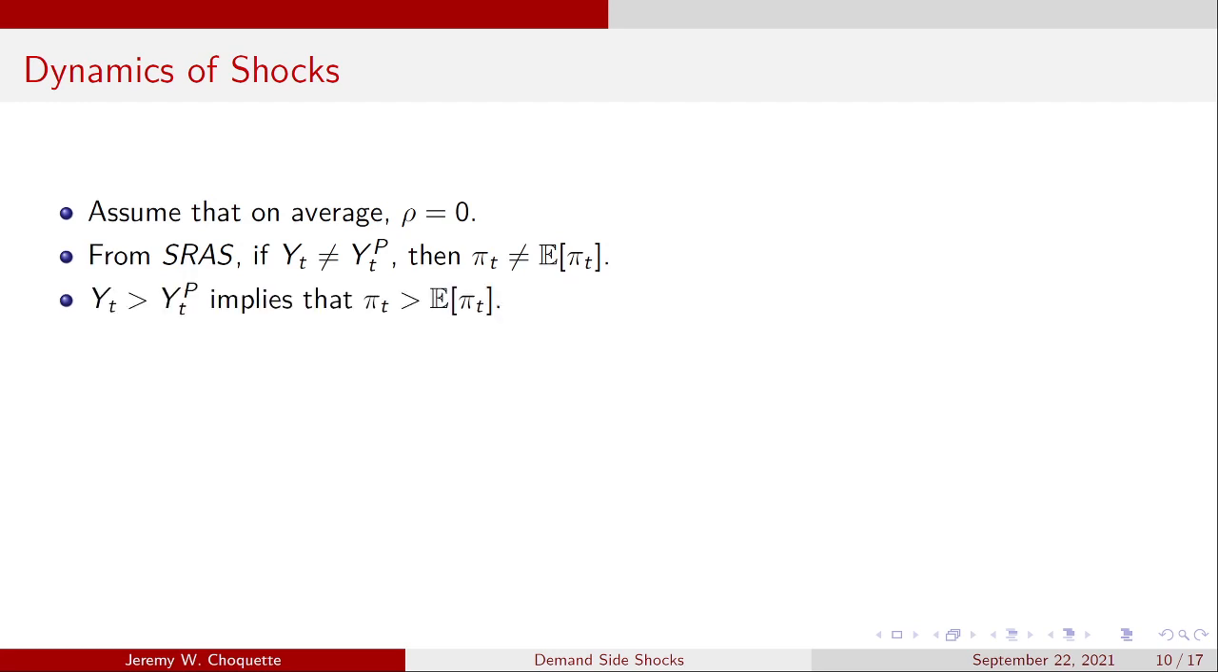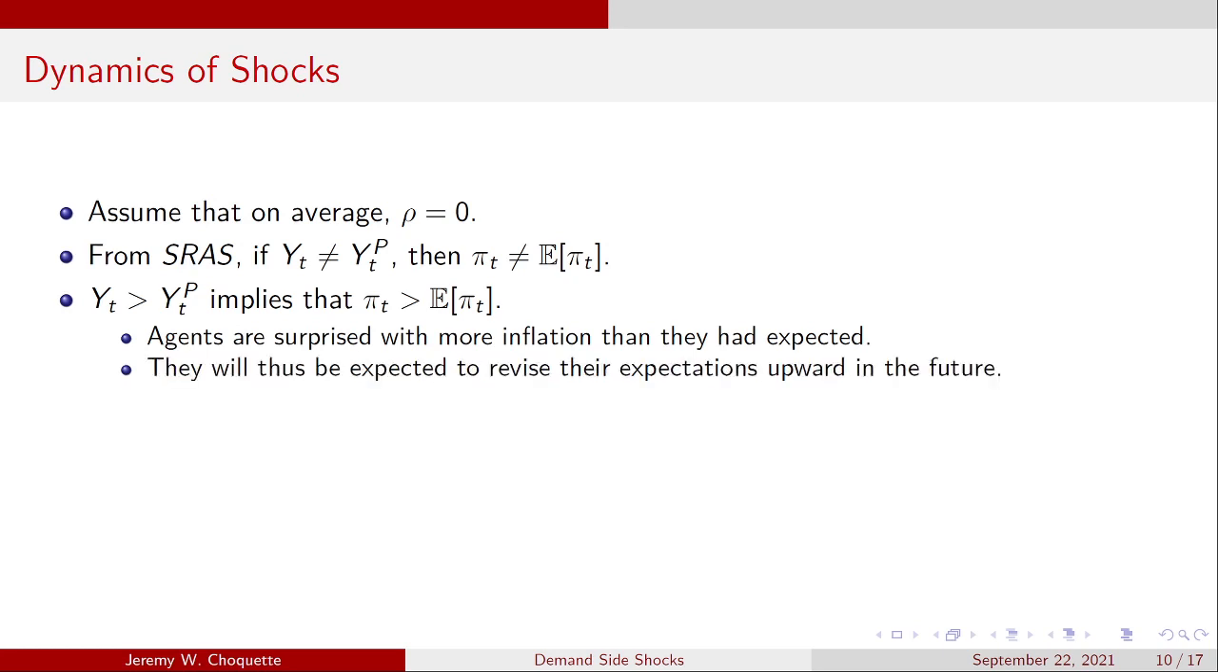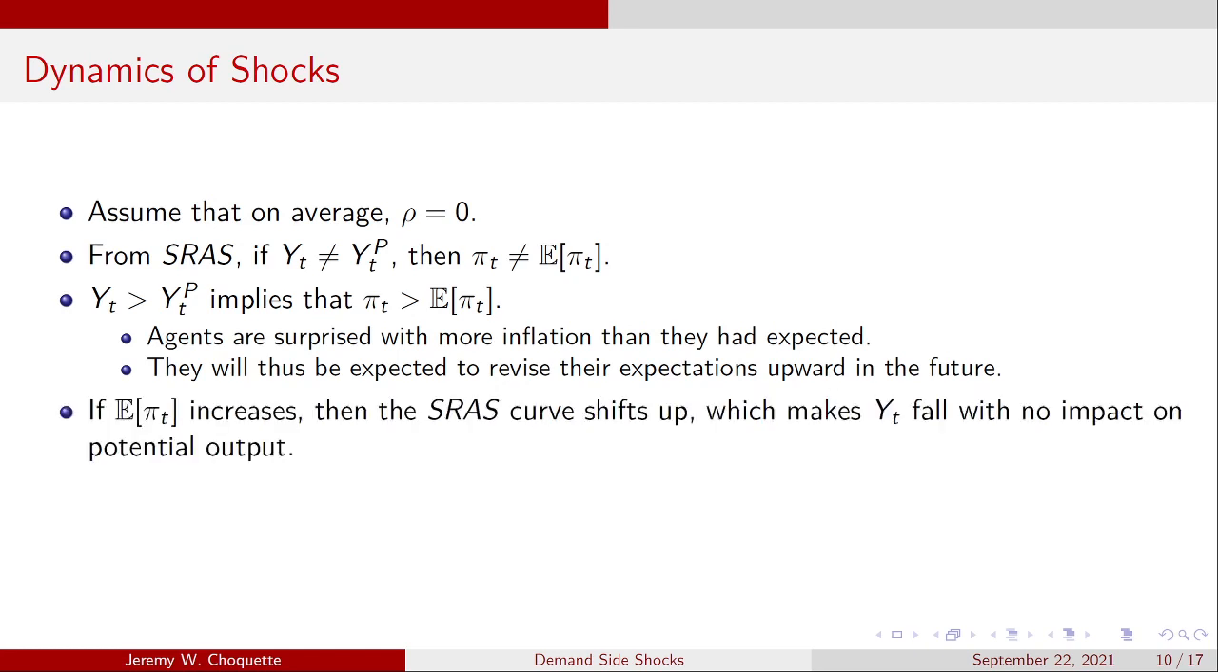There's a deviation in expected inflation from the actual inflation that we are experiencing. If current output, YT, is larger than YTP, it implies that actual inflation is larger than expected inflation. This means that agents are surprised with more inflation than what they had expected. They will thus be expected to revise their expectations upward in the future. This is something that's known as adaptive expectations.